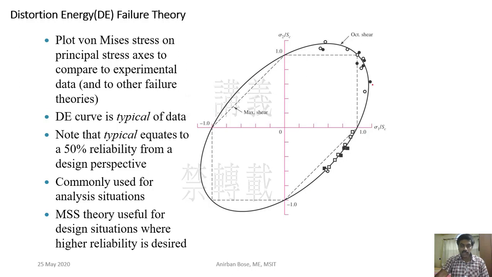Here you can see the dark line indicates the distortion energy theory, and the dotted line indicates the maximum shear stress theory that you have already seen. If you see carefully, the experimental data closely match the von Mises stress criterion, or the distortion energy criterion, whereas the maximum shear stress criterion is quite conservative in nature.